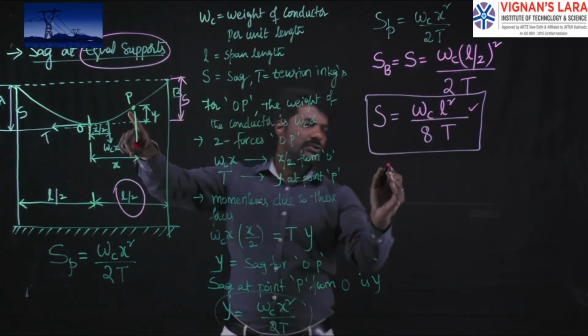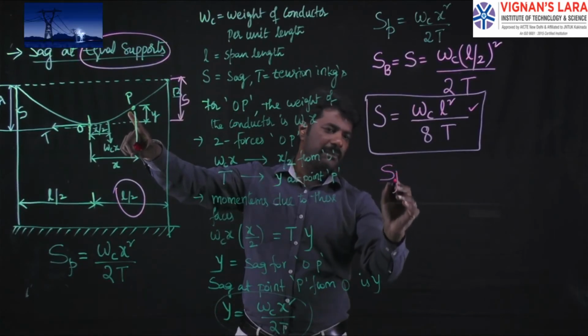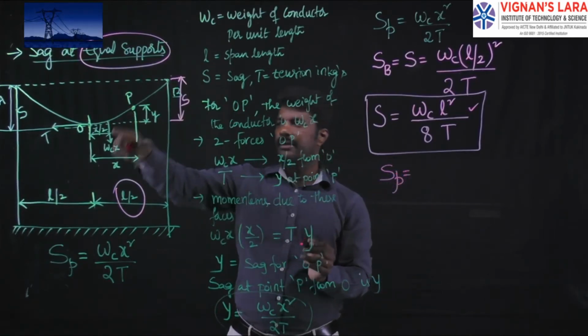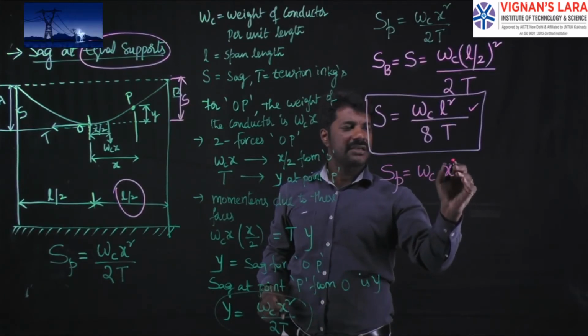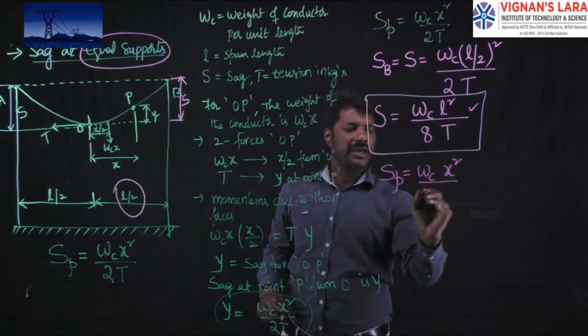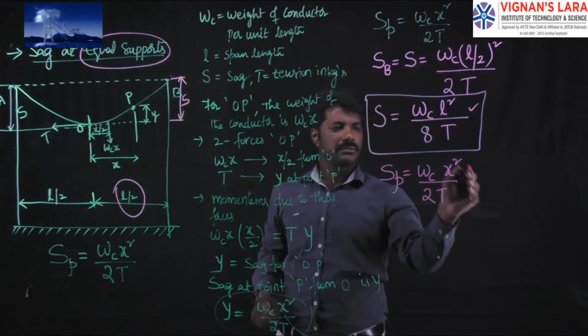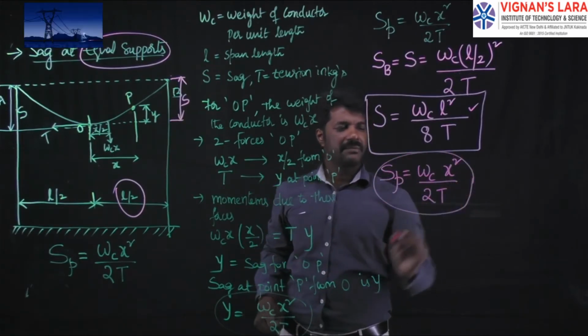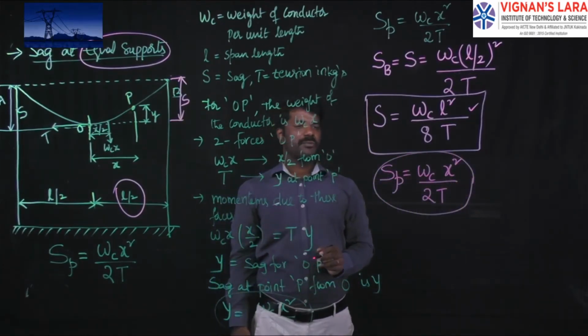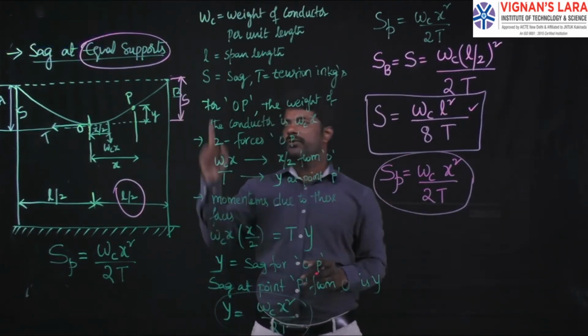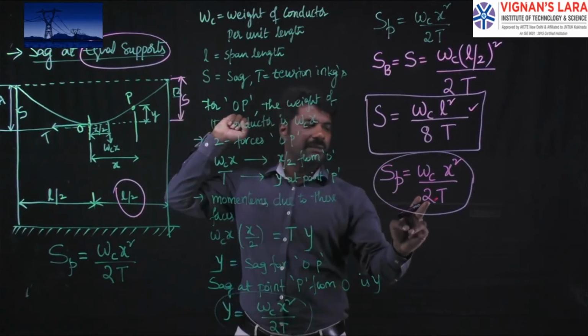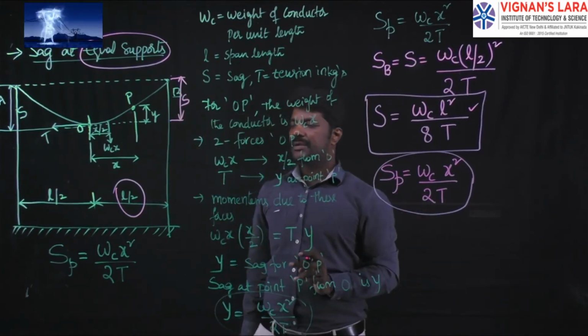So the magnitude of that sag at that point P is given by WC, point P is located at a distance of x, that is why x square by 2T. So the denominator plays a major role. For equal supports it is 8T. Other than equal supports, at any point if you want the sag, then at the denominator you can observe 2T. This is most important.